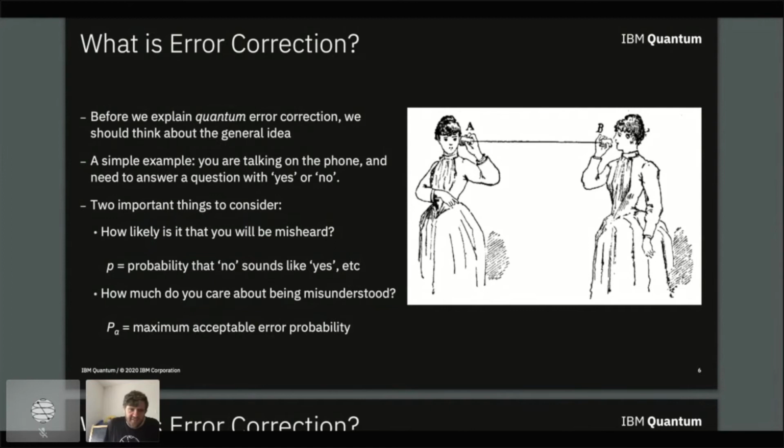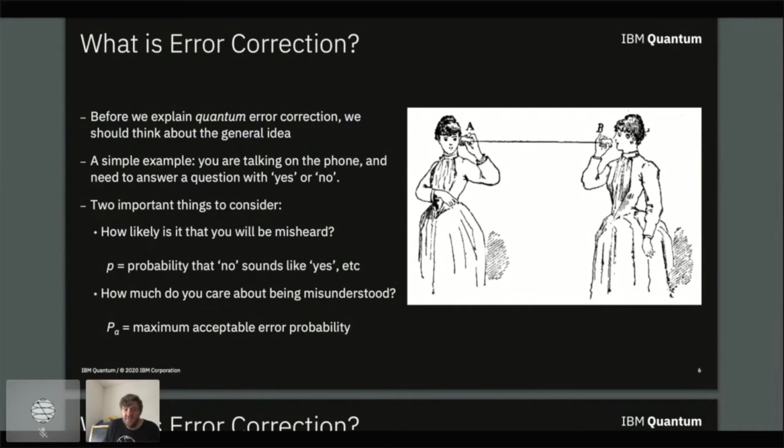And there's two important things now to consider. How likely it is that you will be misheard. So maybe it's a perfect line. There's no flaws in the line at all. You know that everything you say will be heard in absolute detail. So in that case, if you don't want pineapple on your pizza, you can just say no, and you'll know that they have understood that. But maybe it's a noisy line, and if you say no, they're not really going to hear. They might think, "What was that, a yes? I'll put pineapple on."